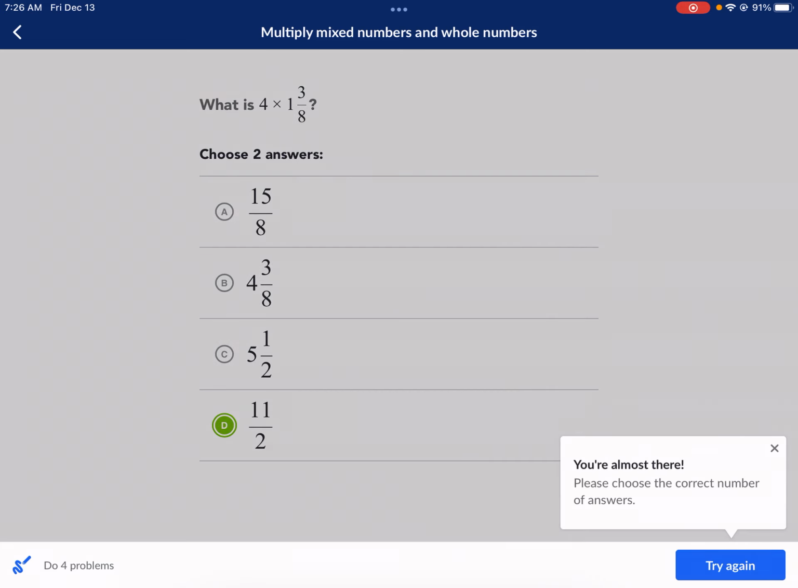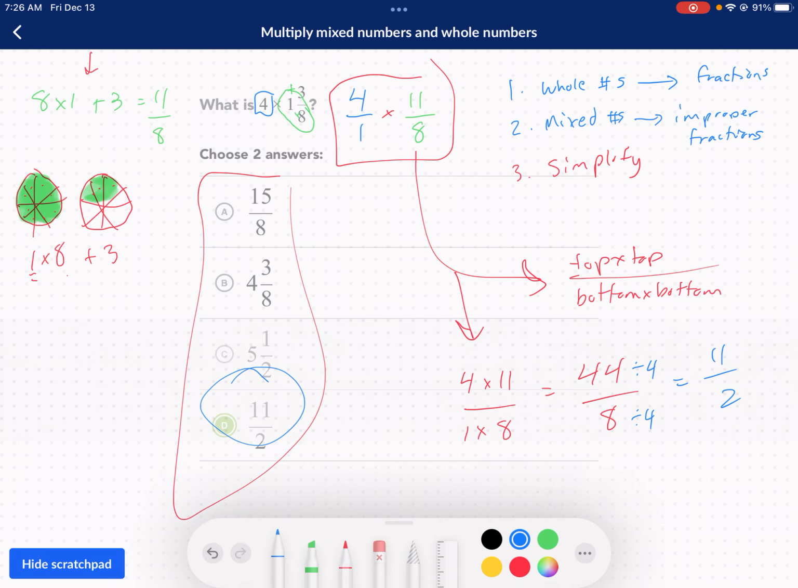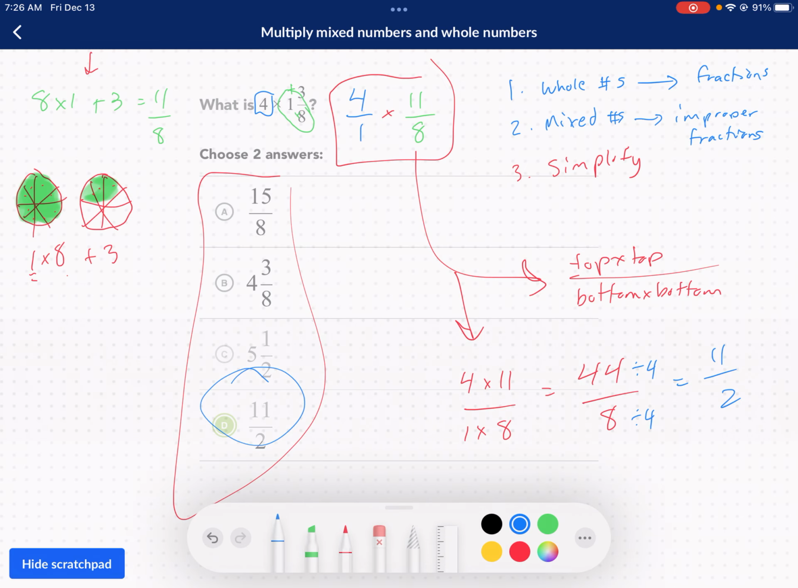And, oh, choose 2 correct answers. Whoops. Sorry, I probably should read the instructions a little bit more carefully. Don't be so quick to select these problems. If this says 11 over 2, there's also a second answer, and I'm guessing it's going to put it as a mixed number. So we need to look here.